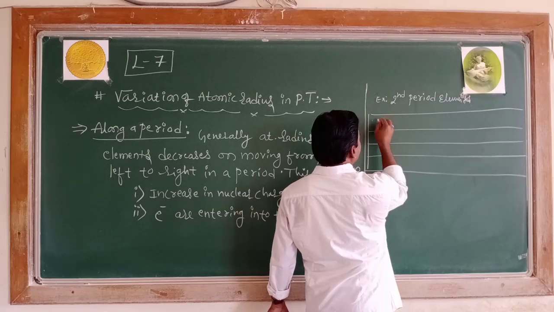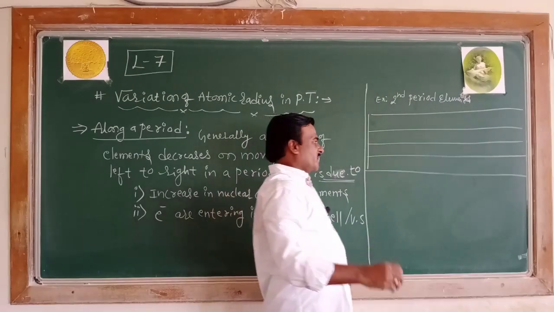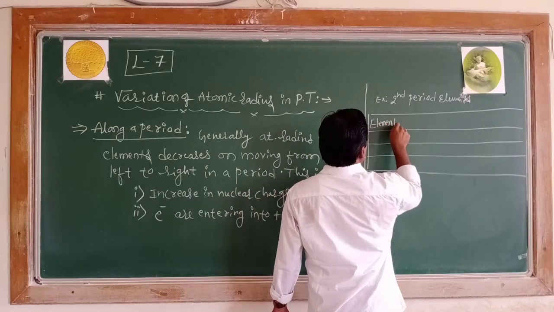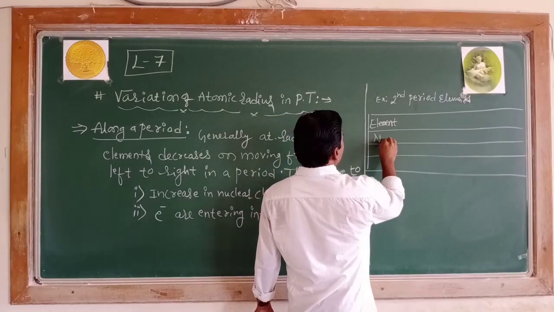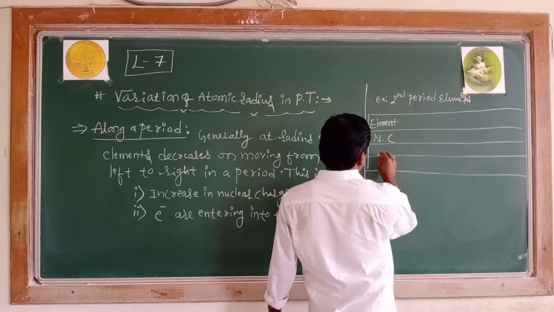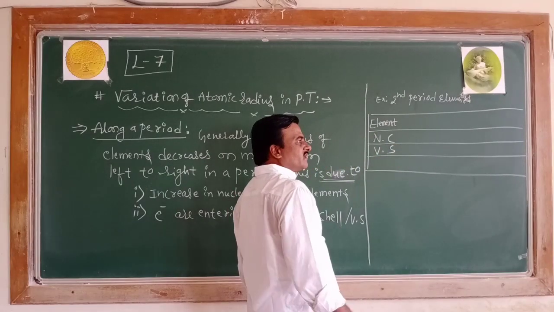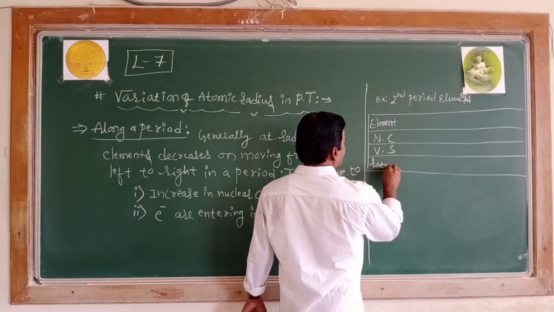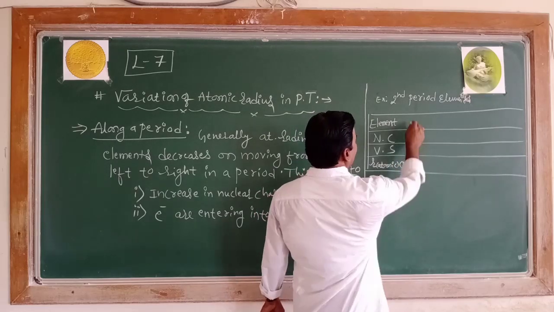First column is the element column. Next is the nuclear charge, NC stands for nuclear charge. Third, valence shell. And the fourth one is atomic radius, measured in picometer.